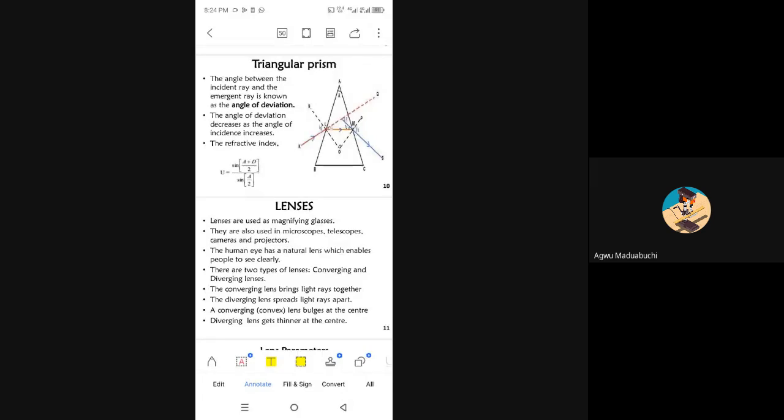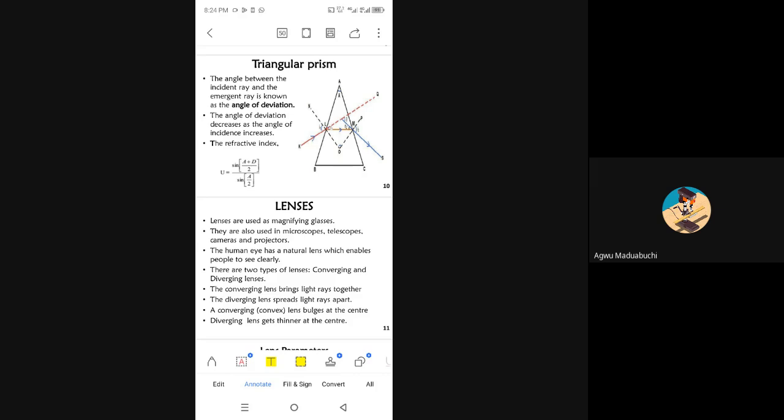Slide 10. Triangular prism. The angle between the incident ray and the emergent ray is known as the angle of deviation. The angle of deviation decreases as the angle of incidence increases. Then the refractive index formula: mu equals sine (A plus D) over 2, over sine A over 2.